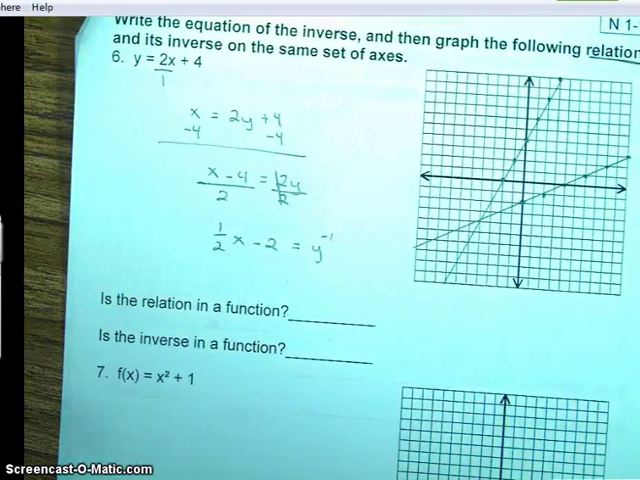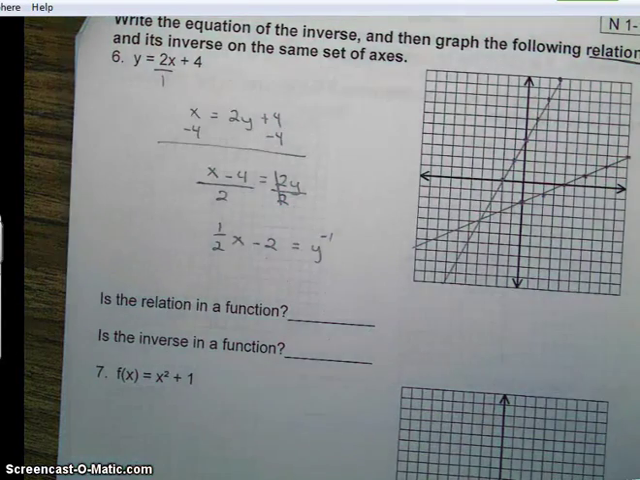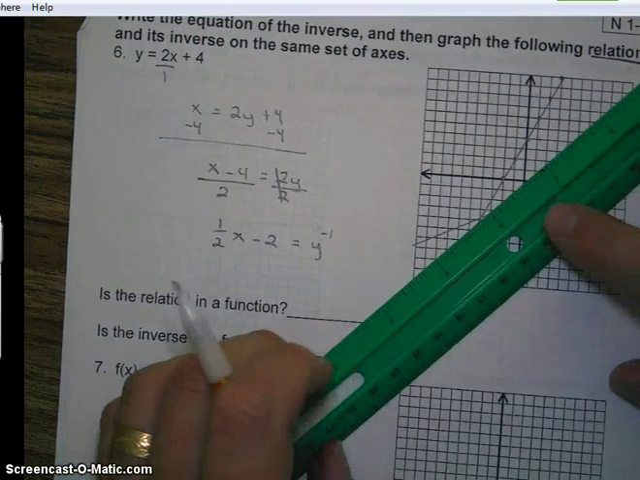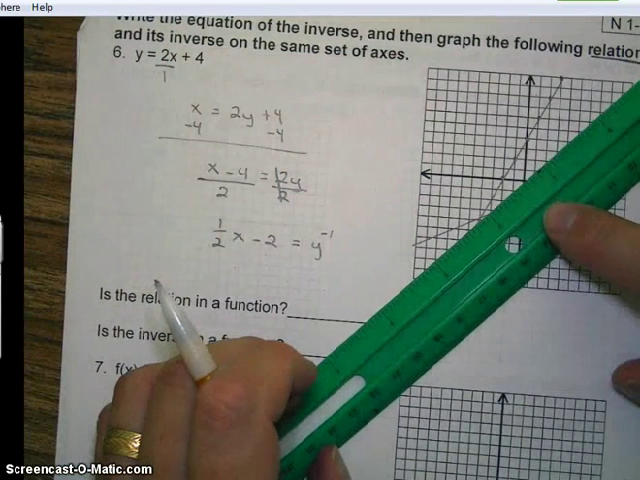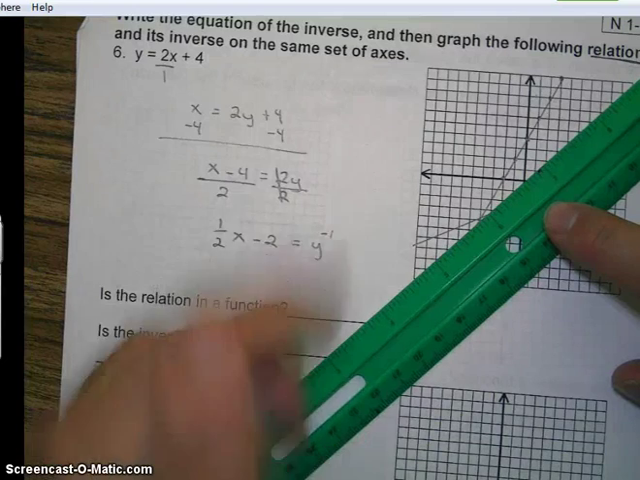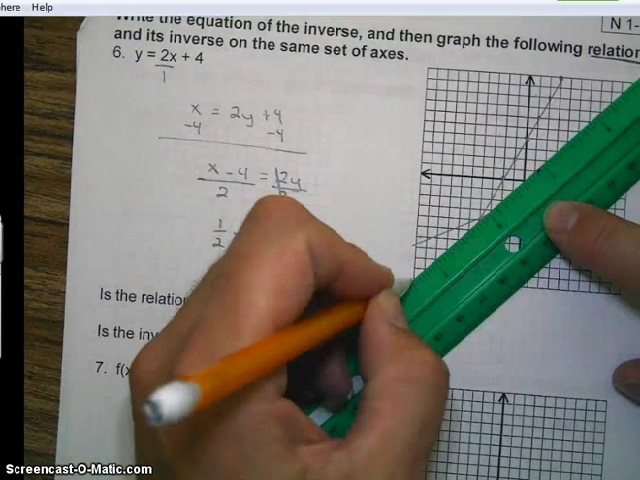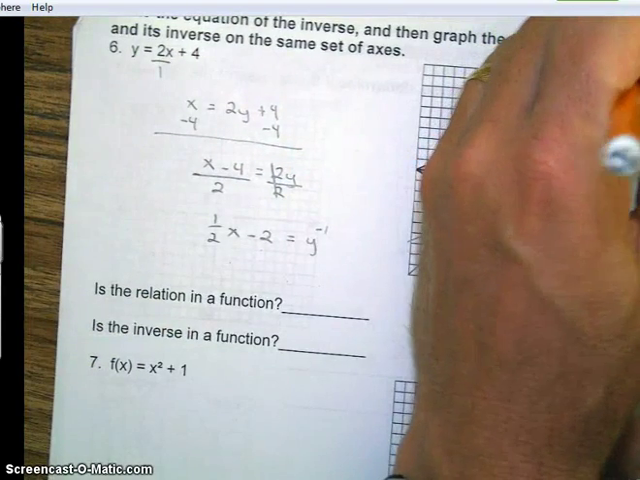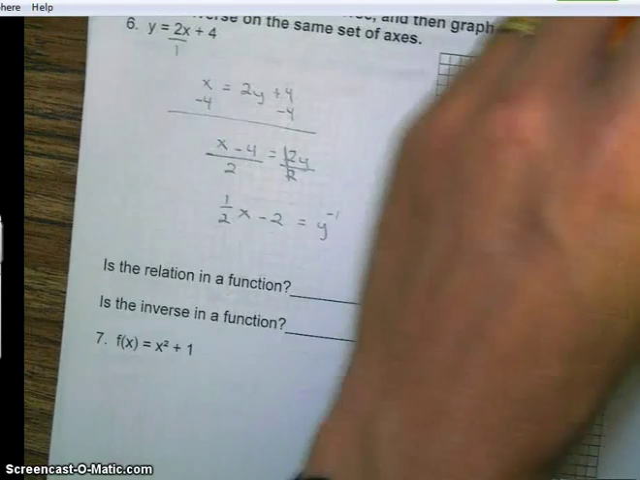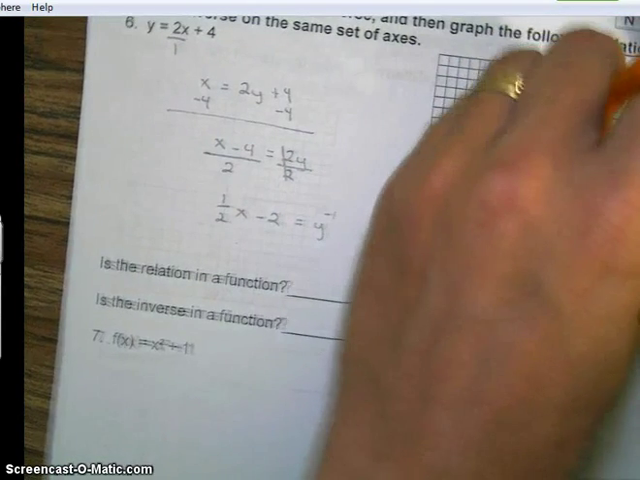Now, let's go ahead and draw in our line of symmetry. That's going to be y equals x. And I want you to notice something. So there's your line of symmetry. And of course, I keep forgetting to make it dashed.